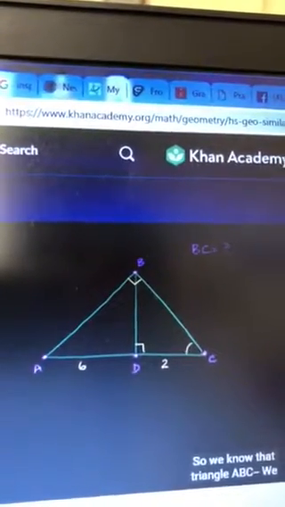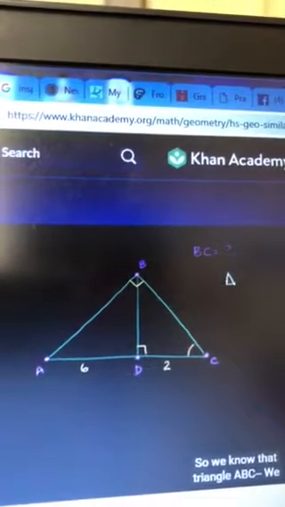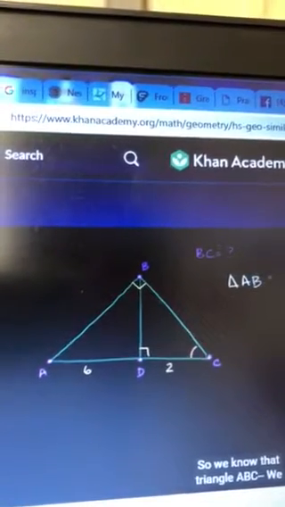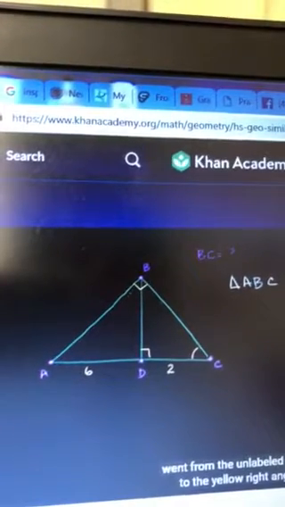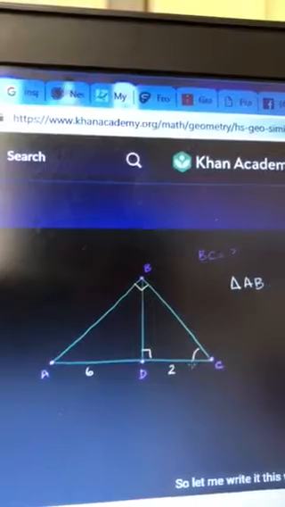So we know that triangle, I'll write this, triangle ABC, we went from the unlabeled angle to the right angle to the orange angle. So let me write it this way.